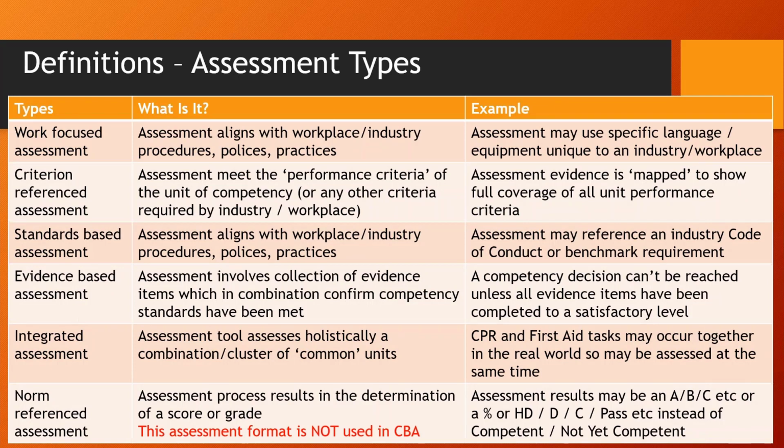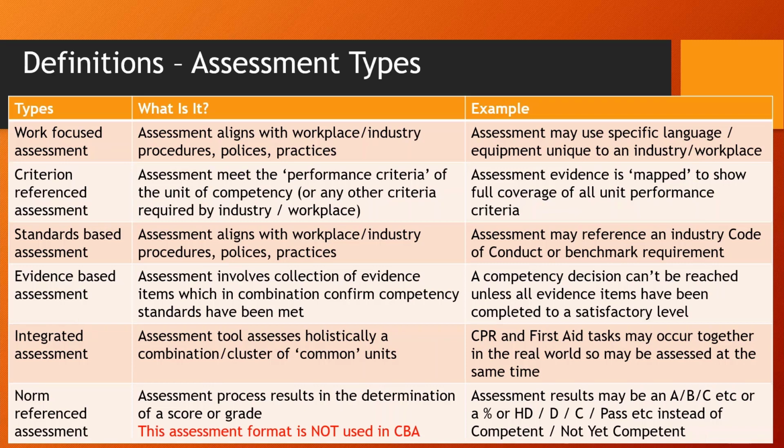So if we move right to the bottom one on the list here first, which is norm referenced assessment, this is what most people would be most familiar with if they're not necessarily connected to the vocational education system. So this is when your assessment process results in a score or a grade. So you don't just get a competent, not yet competent outcome. You might get a result that has a percentage score. So you've got 75% out of 100% for this knowledge test. Or it might be a letter, like in the school system, you might get an A on your test or a C on your test, depending on your performance level.